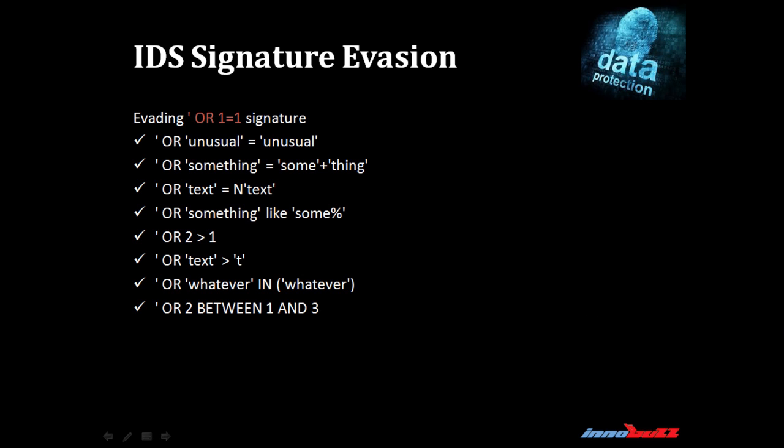Signature evasion works on a randomization of input to defeat the full pattern set in the IDS. An IDS signature may be looking for OR 1 equal to 1. There are numerous ways of replacing this so that it continues to have the same effect. These are some of the variations that can be attempted to bypass the IDS signatures, and hence should be implemented in the IDS.